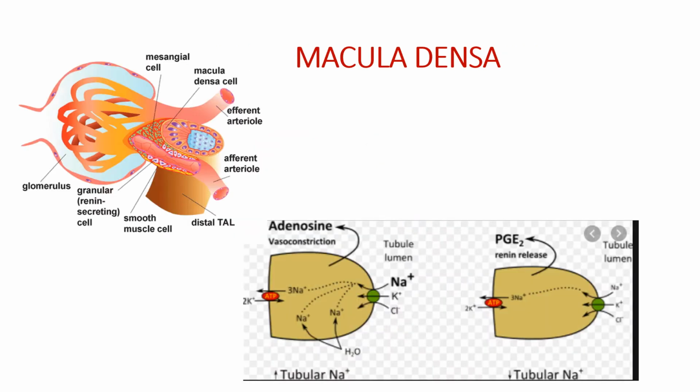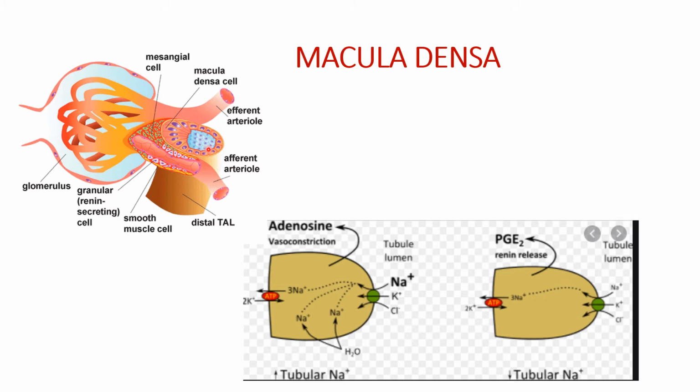This is the macula densa. This is the site where it senses the sodium concentration in the thick ascending loop of Henle, and depending upon the sodium concentration, it regulates the renal blood flow and the renin secretion. So this is formed by the afferent arteriole here, and this is the distal thick ascending loop of Henle, and these are the macula densa cells. These are the smooth muscle cells and renin secreting cells which are present here.